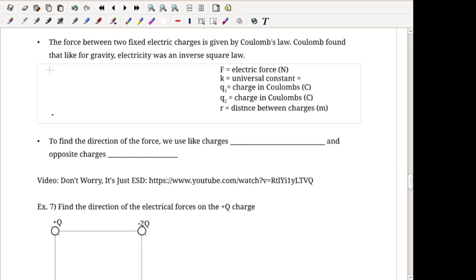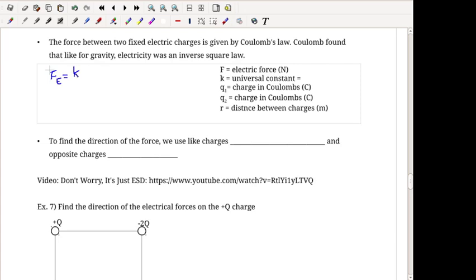The force between 2 fixed electrical charges is given by Coulomb's law. Coulomb's law, turns out, is actually a formula. Coulomb found that, like for gravity, electricity was an inverse square law. So if you got around to studying the force of gravity last year, it would look very similar to what we're going to see for the electric force.